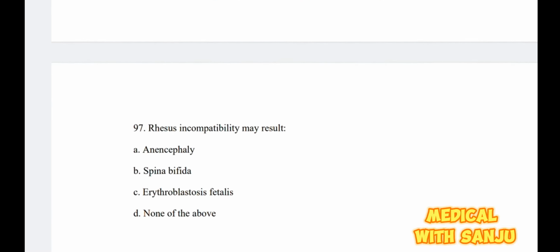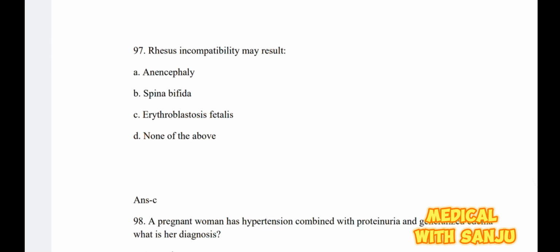Question number 97. Rh incompatibility may result in: Option A, NNC fallacy. Option B, spina bifida. Option C, erythroblastosis fetalis. And option D, none of the above. Rhesus incompatibility is a hemolytic disease of blood disorders in the newborn. This may result in erythroblastosis fetalis. Option C is right answer.